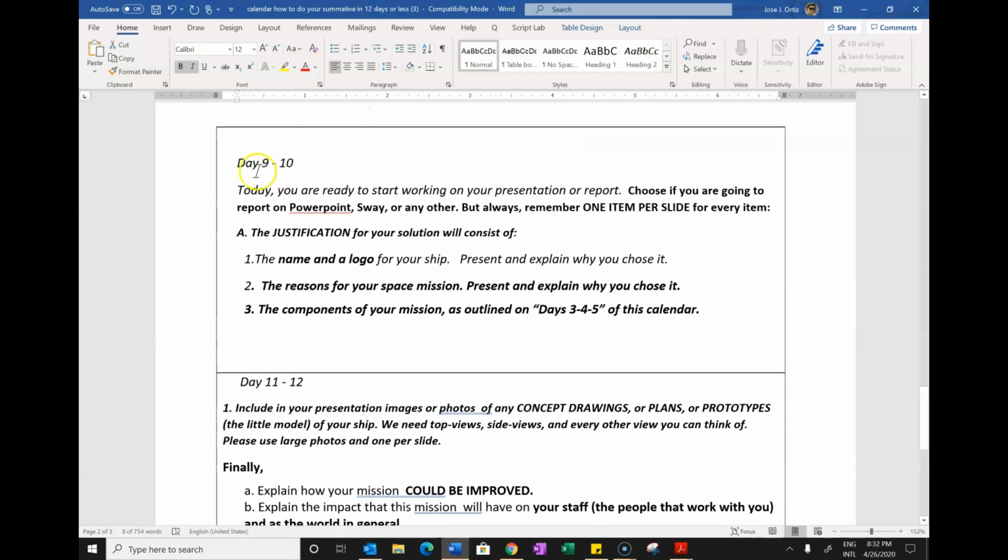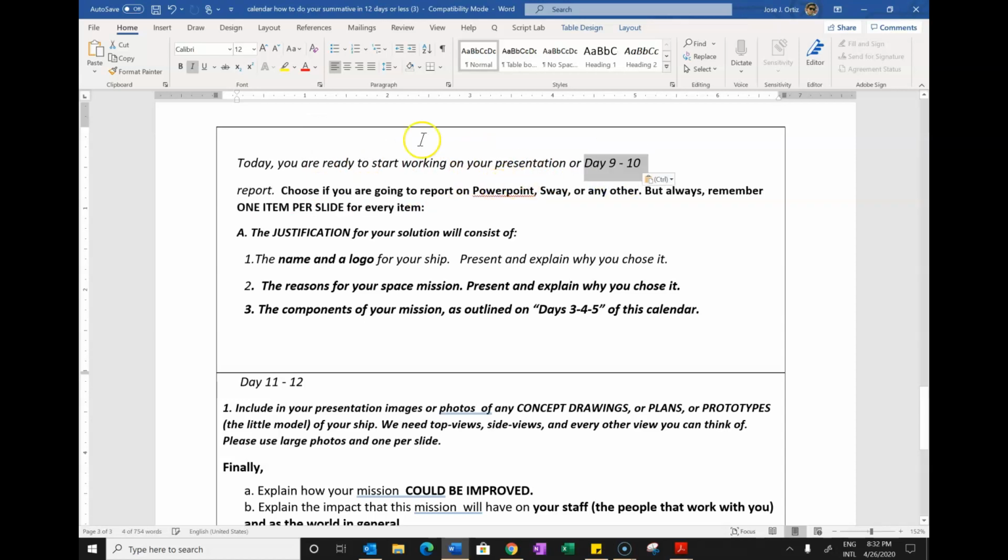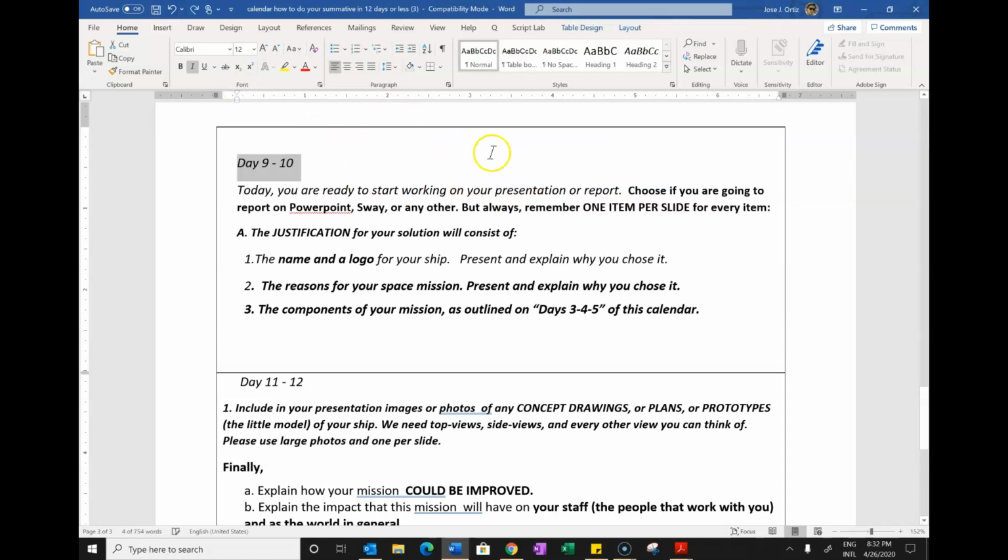Now, for the next set of days, you're going to start working on your presentation or report. When I say presentation, it doesn't mean that you're going to stand up in front of an audience to deliver this. That was my original intention if we were face to face, but with circumstances the way they are, I don't think that's going to happen. I say presentation because if you use PowerPoint, for example, that is presentation software. Or you can call it report, call it whatever you like.